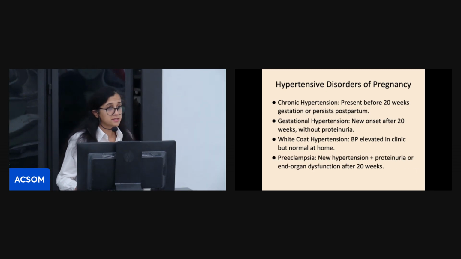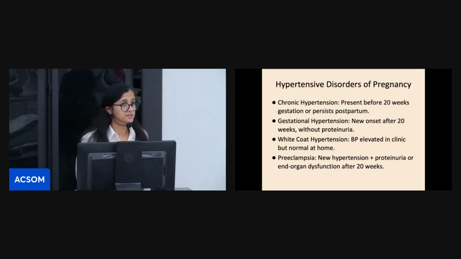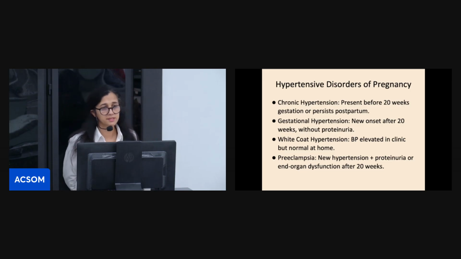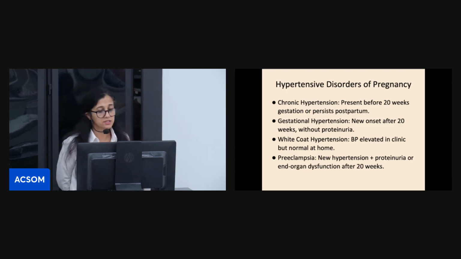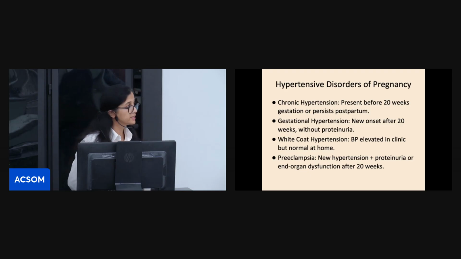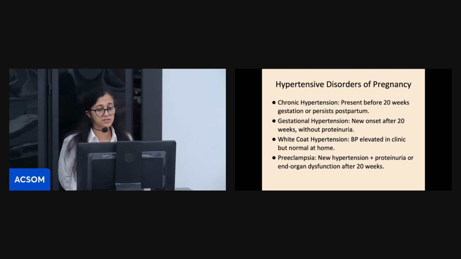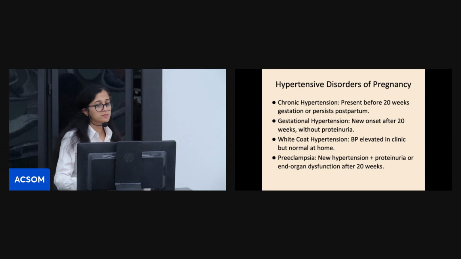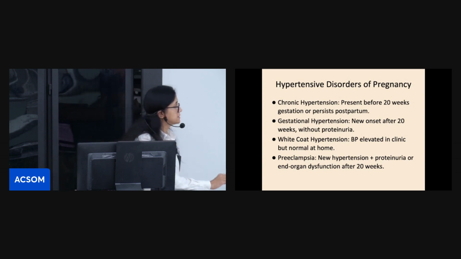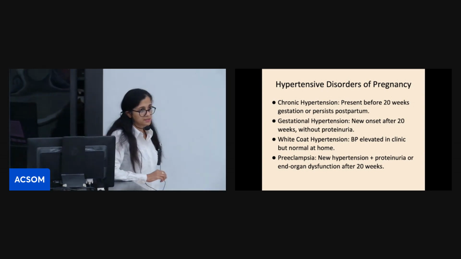Preeclampsia, of course, was also previously known as toxemia or pregnancy-induced hypertension. It's now just called preeclampsia, but you may see some of those older terms in literature. Preeclampsia is new hypertension plus proteinuria or end organ dysfunction after 20 weeks. So preeclampsia really is the main disease of pregnancy related to high blood pressure.